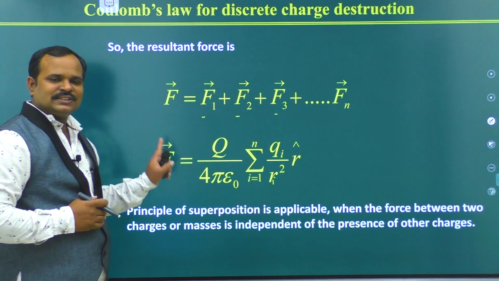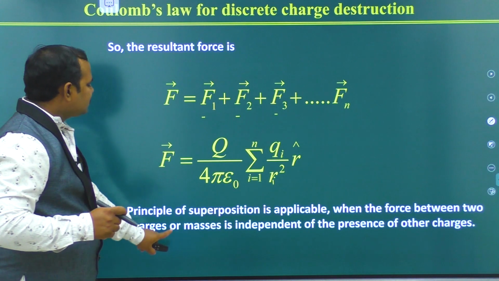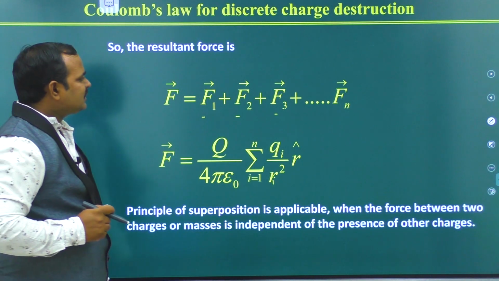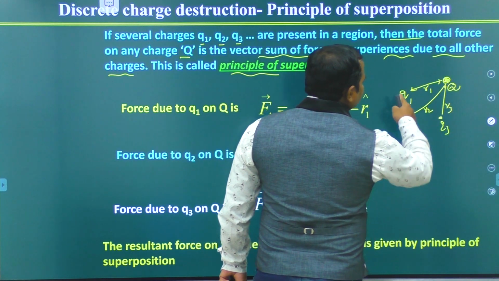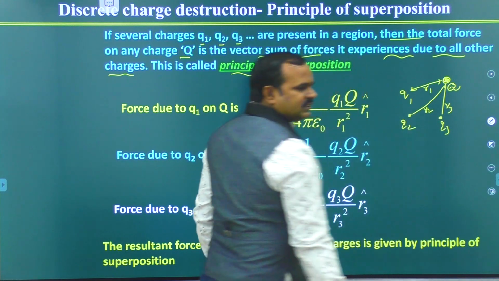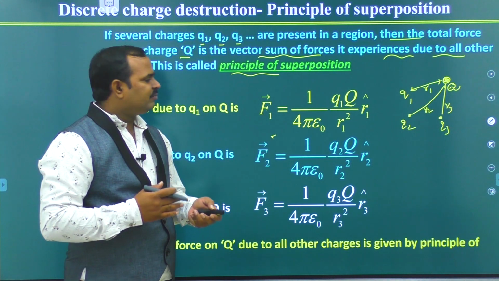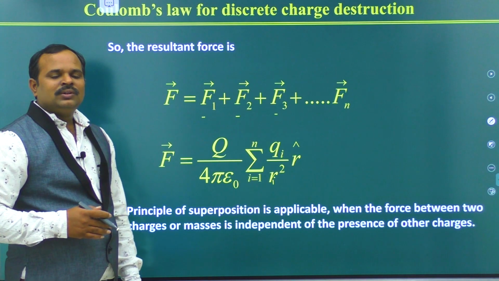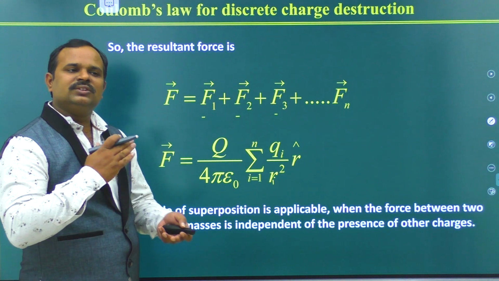The important thing here is that the principle of superposition is applicable when the force between two charges or masses is independent of the presence of other charges. So that means when I have many different charges, the force between two charges is independent of the presence of other charges. That is the condition that we assumed, and after that we are calculating the resultant force on the capital Q. This is about how to find the force for the discrete charge distribution.